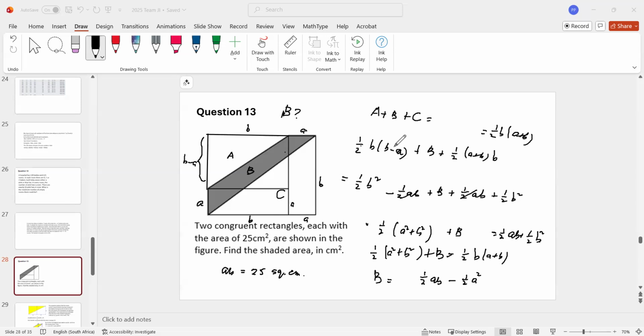All right, let me just double check. The A plus B plus C. Oh, yeah, no, A plus B plus C is this entire thing, right? And that is equal to B into A plus B. No, it's not. The area of this rectangle is length times breadth. So it's supposed to be like that. See? So on the right hand side, you got AB plus B squared.